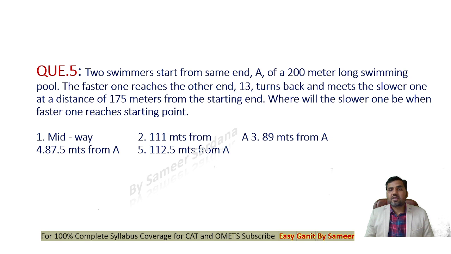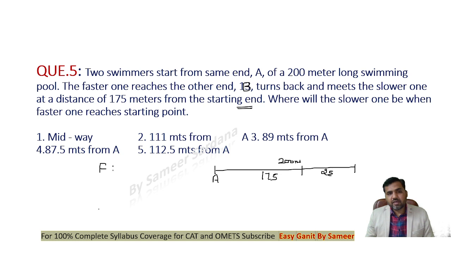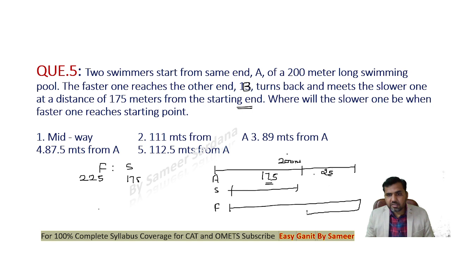So guys, the total distance traveled, you can see, is equal to 200 meter. The faster one reaches the other end and turns back and meets the slower one at a distance of 175 meter from the starting end. So 175 from the starting end is the point where they are meeting, so this distance would be 25. By the time the faster one has traveled a distance of 200 plus 25, that means 225, the slower one has traveled a distance of only 175 meter, right? So the slower one has traveled this much distance and the faster one has traveled this much distance.